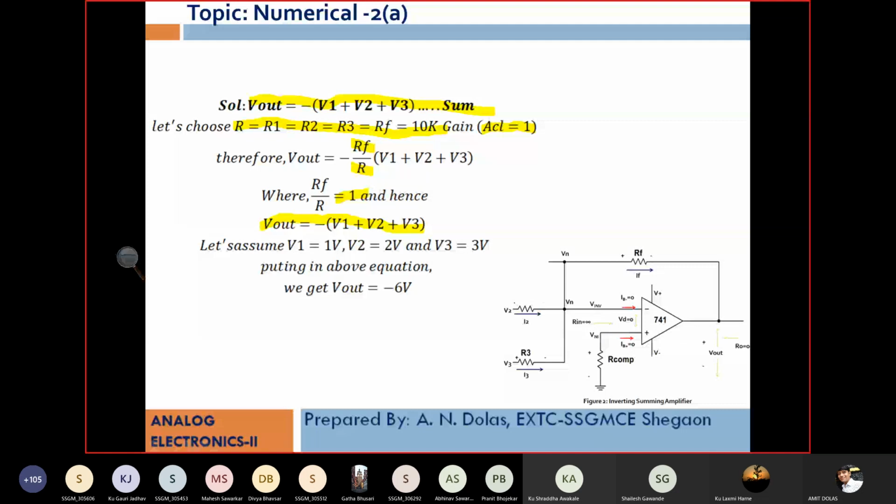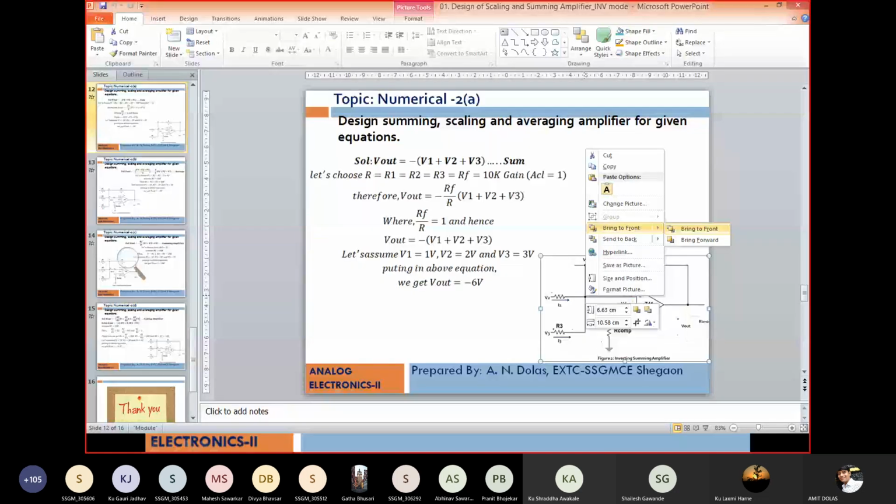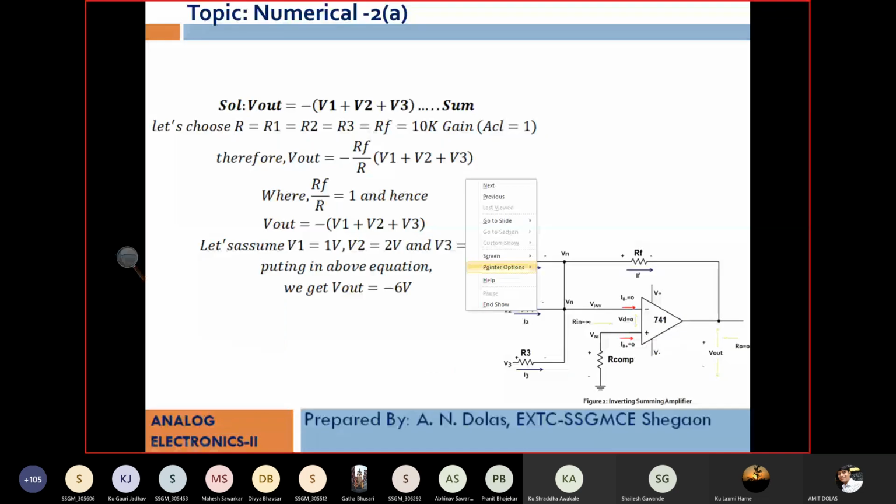So say V1 is 1 volt, V2 is say 2 volt, and V3 is say 3 volt, then the total output will be minus 6, addition of that and minus sign. So the circuit diagram is like this, wherein 3 resistances are there. We already had a discussion on this.